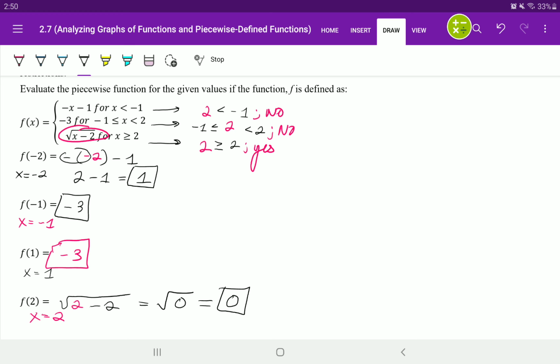All right, guys. In the next video, we'll see how to graph a piecewise defined function, which takes more skills and more patience to do. We can definitely do it. I'll see you soon.